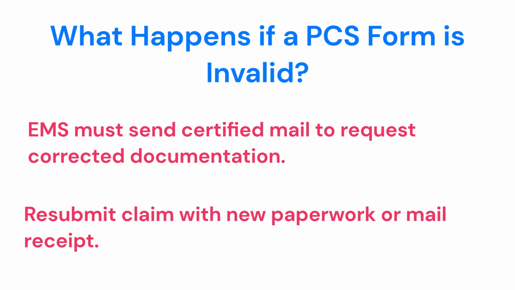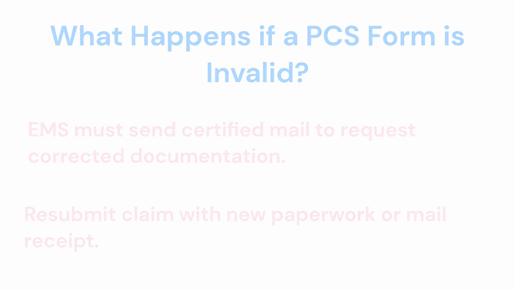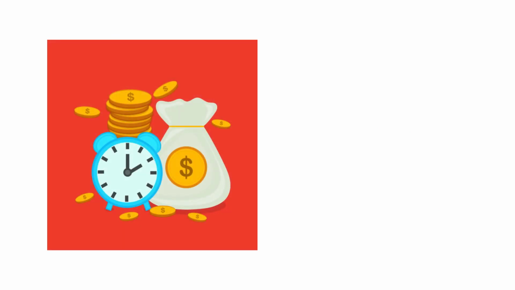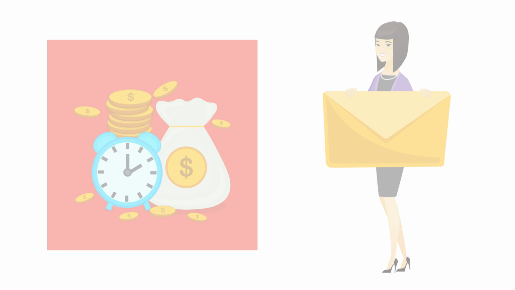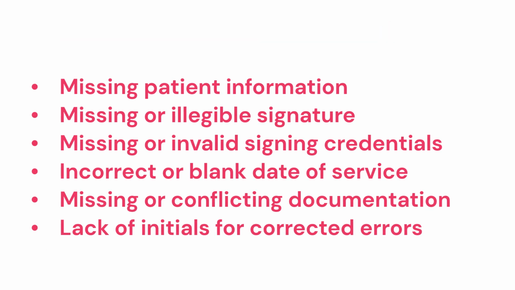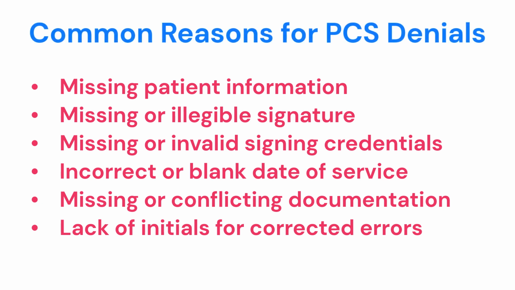If no documentation is obtained, the claim has to be resubmitted with a certified mail receipt. This costs the EMS provider countless hours of manpower, the price of certified mail, and the potential loss of revenue. Here are some common reasons that insurance companies will deny claims: missing or unreadable information, invalid credentials, incorrect date of service or missing signature date.